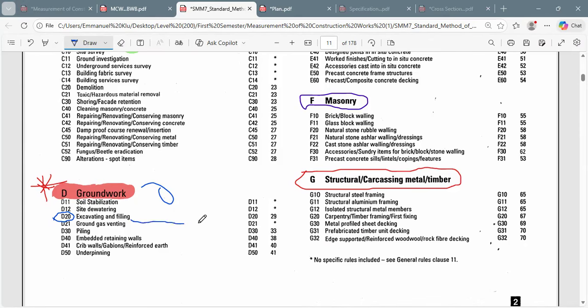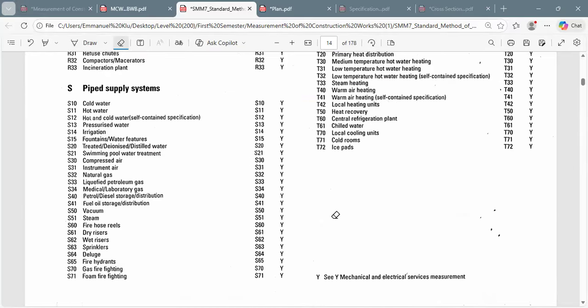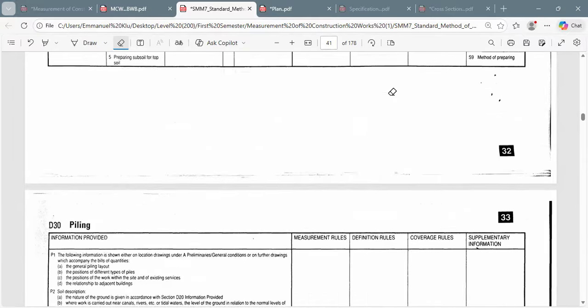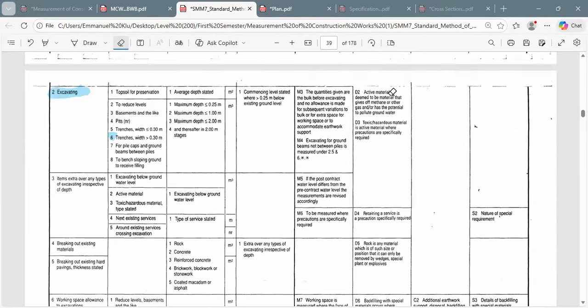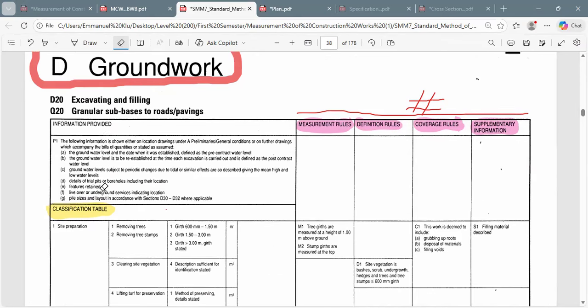And D20, we can find it at page 29. So let's quickly go and open that page 29 together and see how best life can be much easier. So this is our page 29. You can see groundworks. This is excavation and filling.